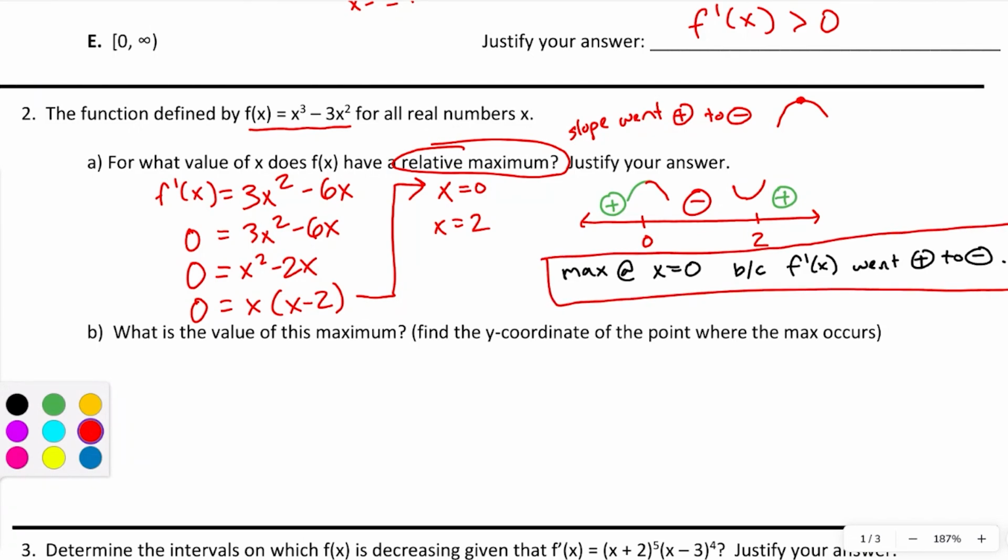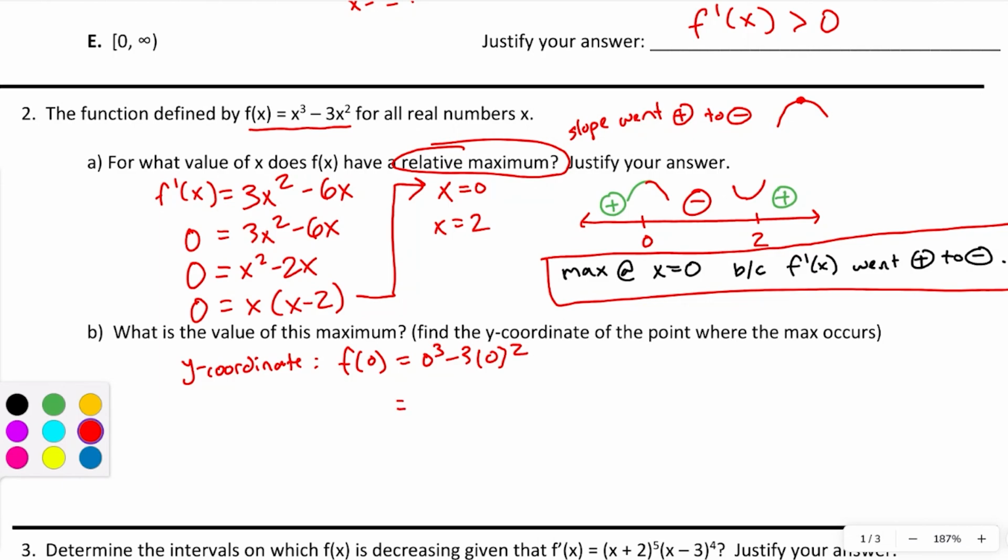Now, part B asks us to find the value of the maximum. So we know where the maximum is, but what are the actual coordinates of that point? To find the y coordinate, we're just going to substitute in 0, which is our x coordinate, into the original function f.